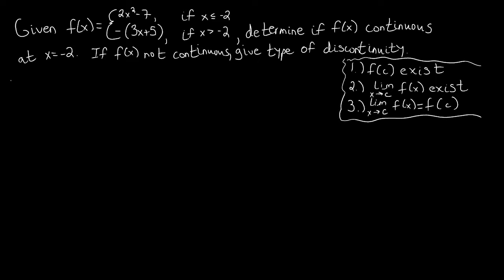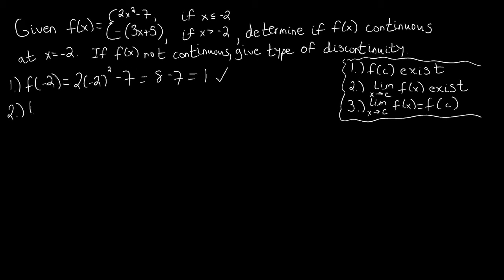So let's start by answering, what is f of -2? Is that value defined? When we deal with -2, the piecewise function breaks it down to intervals of x less than or equal to -2 and x greater than -2. So when we're evaluating at -2, we're going to use this top piece here. So we have 2 times -2 squared minus 7, or 2 times 4, which is 8, minus 7 is 1. So our value at f of -2 exists, it's defined, so we're all fine and dandy there.